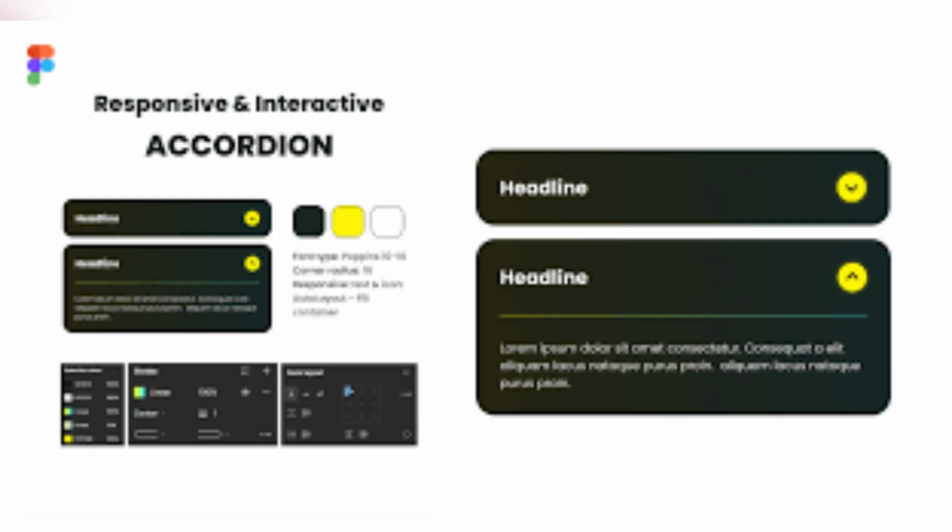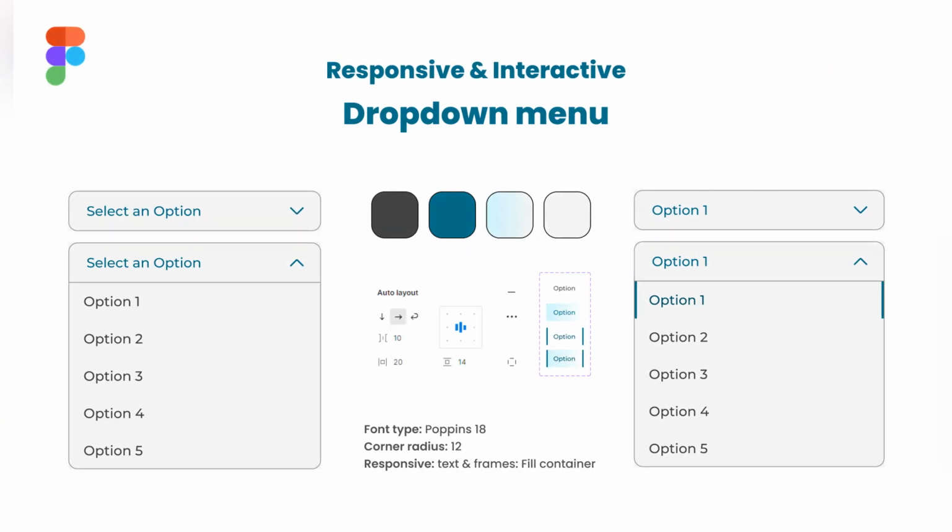Create a new text layer for the body content and combine it with the header. Press Shift+A again to wrap them into a parent auto layout frame. Set the parent frame to a vertical direction with minimal gap, and make sure both the header and body text are set to fill container horizontally. This ensures that the accordion stretches correctly when the frame resizes.